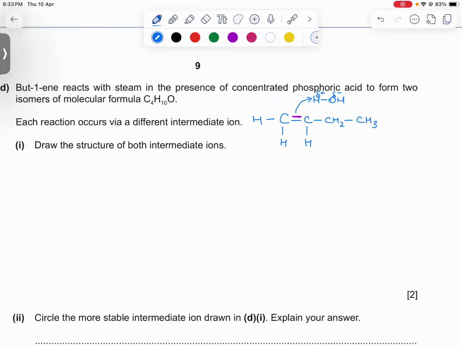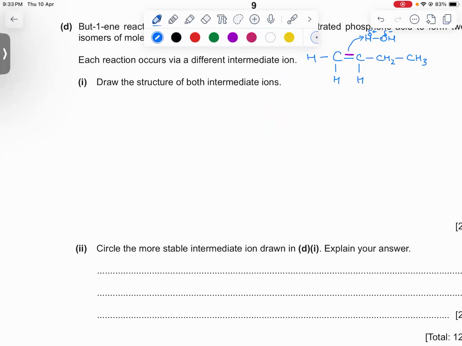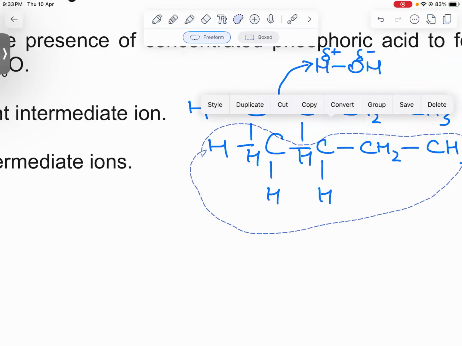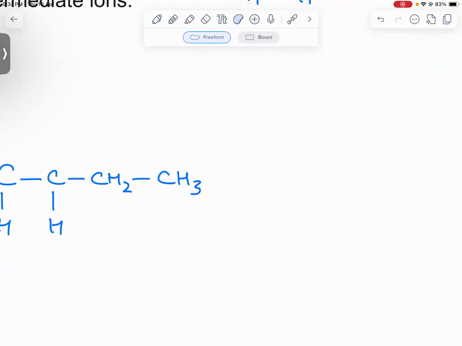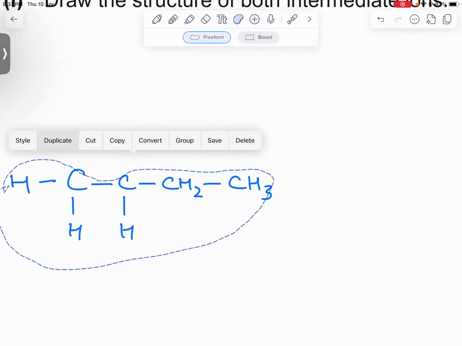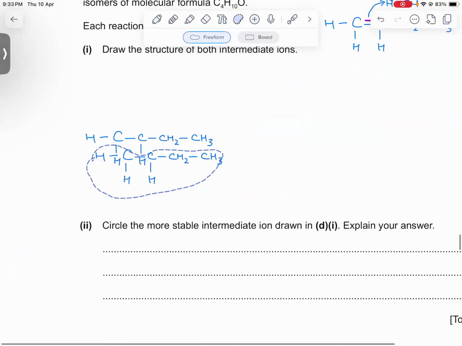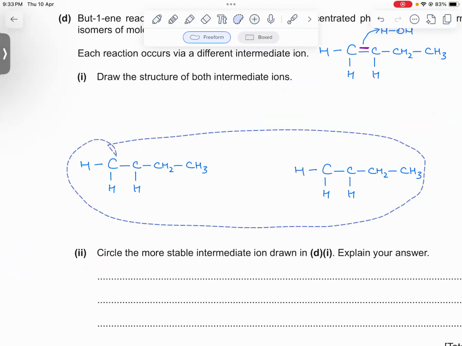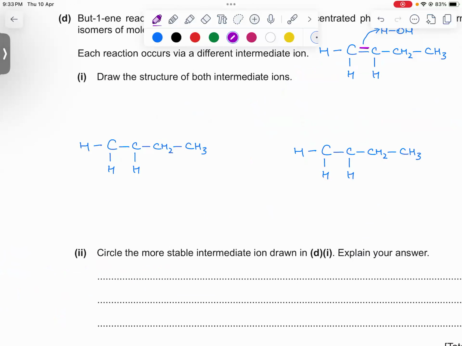When this happens, the hydrogen joins, and the compound looks like this. Let me quickly duplicate it. It looks like this or this, because they've asked us to draw two. Now the hydrogen that has just attacked will join either with this carbon or with this carbon, because it has the tendency to join with either of these carbons.